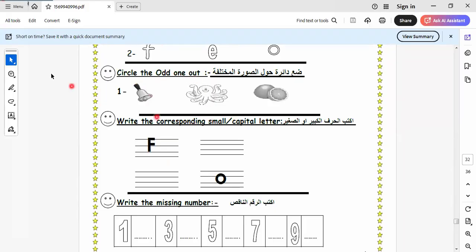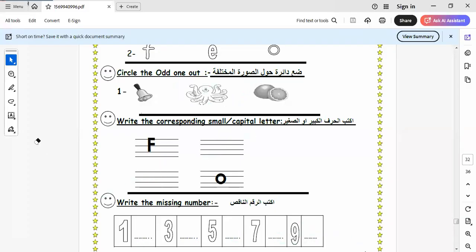Circle the odd one out. Which one is odd here? Let's do it together. Here we have the odd one. It will be octopus. Okay. Here is capital F and small f. Capital O and small o. Here is 1, 2, 3, 4, 5, 6, 7, 8, 9, and 10. These are the numbers. If you keep the numbers, you can answer this question also in a correct way.